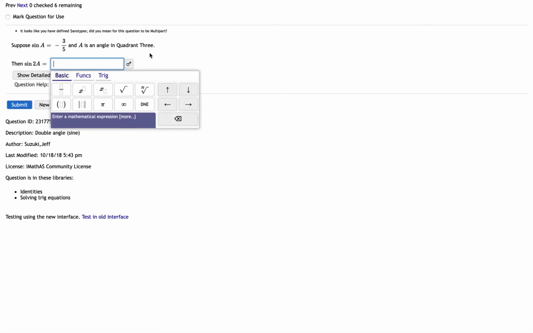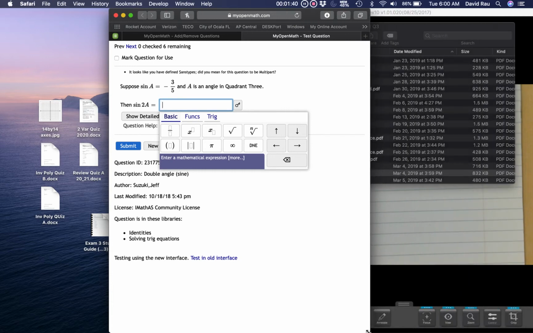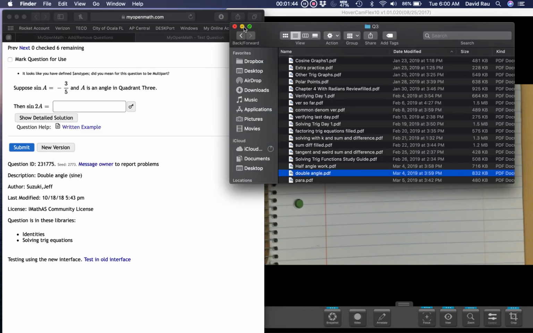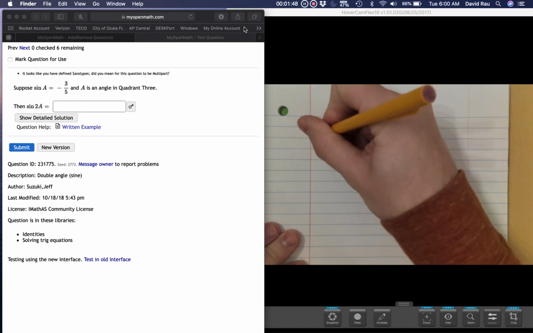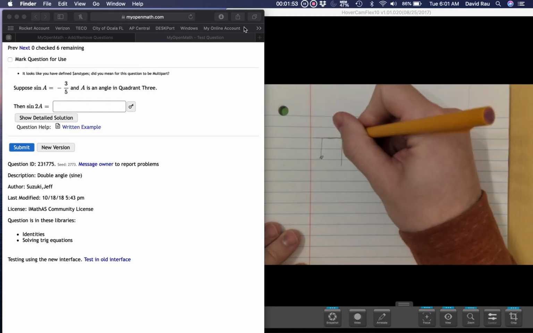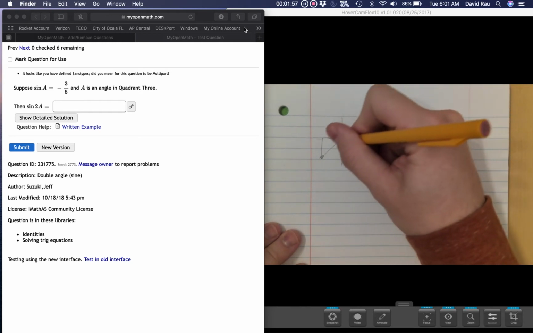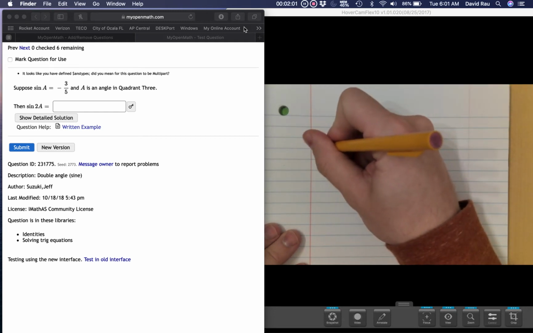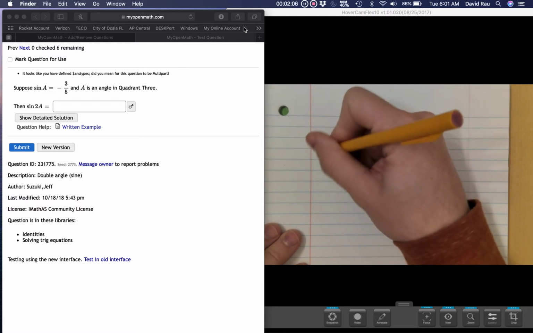So we have this question right here. It says if sine of A is negative 3/5 and A is an angle in quadrant 3, then find sine of 2A. So here's what we're going to do for that. We're going to draw our triangle in quadrant 3. Make sure you go left to right, then up or down, and connect back. And that means angle A is closest to the origin, and since we know sine, we know the opposite is 3 and the hypotenuse is 5, and the 3 should be negative since it's moving down.